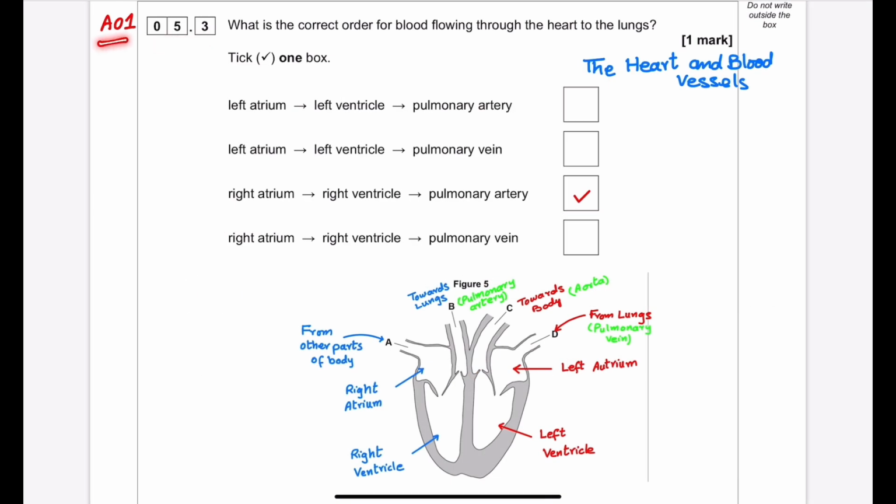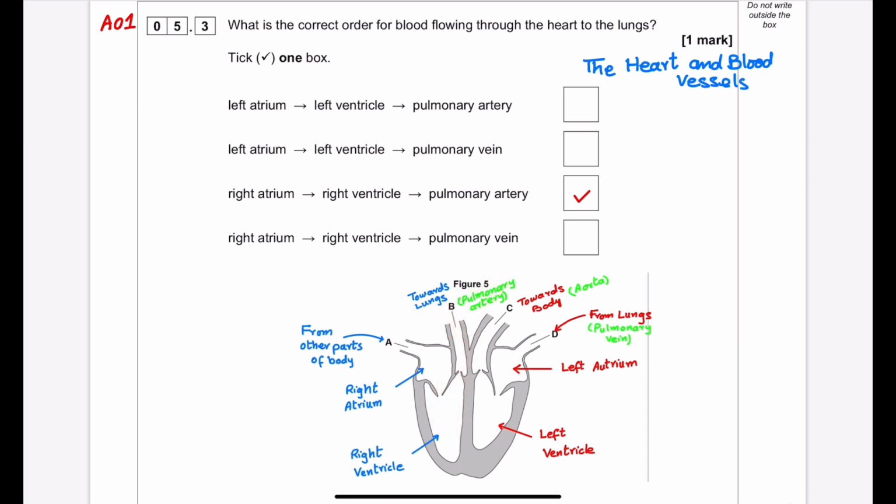5.3 is an AO1 question. What is the correct order for the blood flowing through the heart to the lungs? So it means that we have to see from our figure number 5 which vessel is taking the blood to the lungs. We see here the blood is coming from here through the pulmonary artery, it is going towards the lungs.